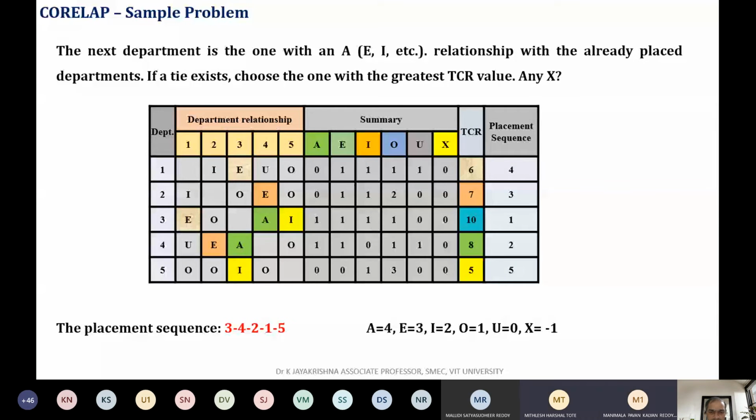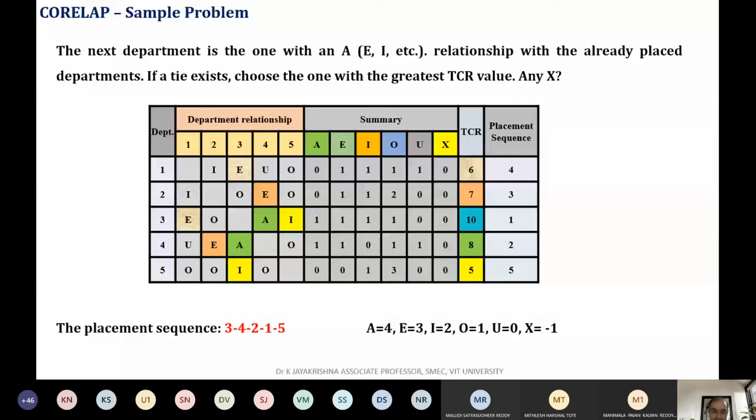When the relationships are in a tie, you go with the TCR value. If the TCR value is also a tie, you should take the area. But in this problem, we don't have the need of comparing the area because we are done with the TCR value itself. Do you have any doubts, sir, in ALDEP, till this step? Not yet. Not yet means you're not able to understand, or how should I take it? You've understood everything until here. Okay, done.